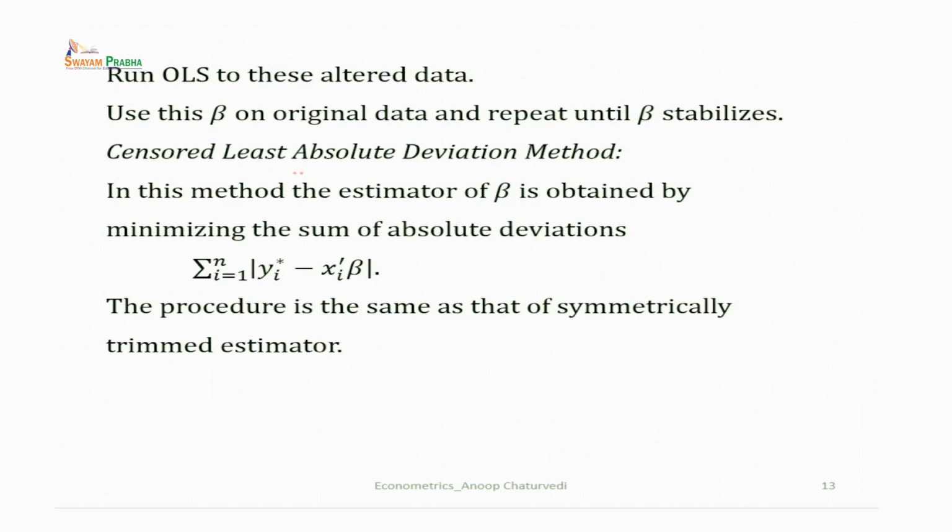Then the censored least absolute deviation method. Actually, this method is also just parallel to the previous procedure. The only difference is that the estimator of beta is obtained by minimizing the sum of absolute deviations. So we minimize the sum of absolute deviations here, and then the procedure is the same as that of the symmetrically trimmed estimator.